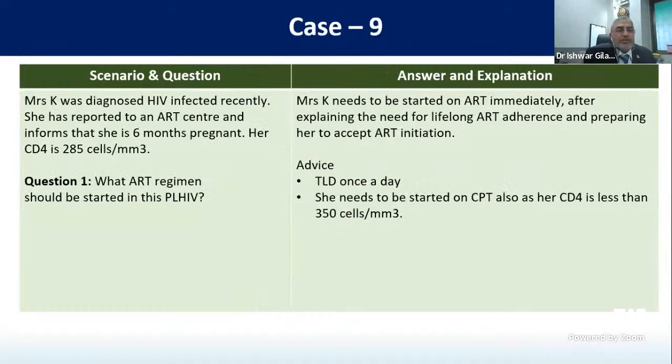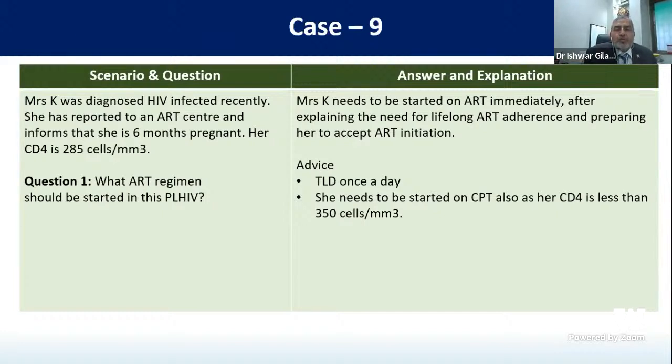Probably this is the last case. Mrs. K was diagnosed HIV infected recently. She was reported to an ART center and informs that she is 6 months pregnant. Her CD4 count is 285 cells per cubic millimeter. Now, the question is, what ART regimen should be started in this PLHIV?